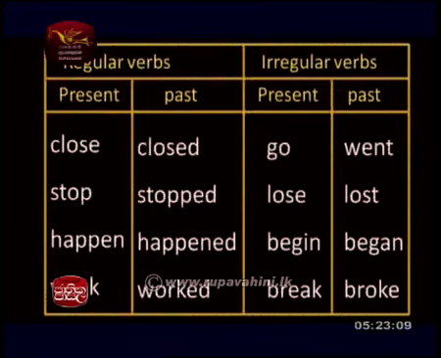Right. Now let us analyze them in a better way. So how can we introduce these verbs to them? Yes. Now children, you all know that there are two types of verbs, regular verbs and irregular verbs. So what do you mean by regular verbs? Now can you see a regular pattern when it is transformed into past? Close, closed. Stop, stopped. Happen, happened.